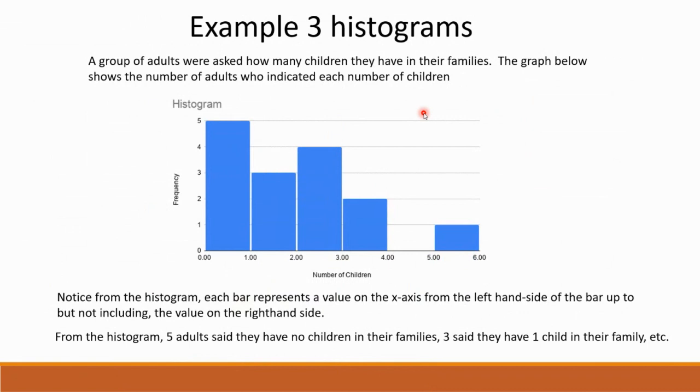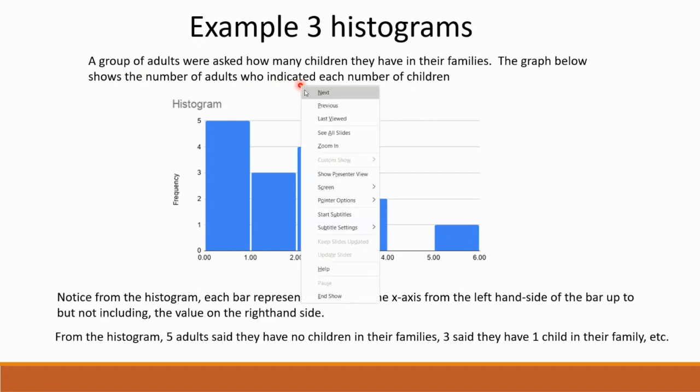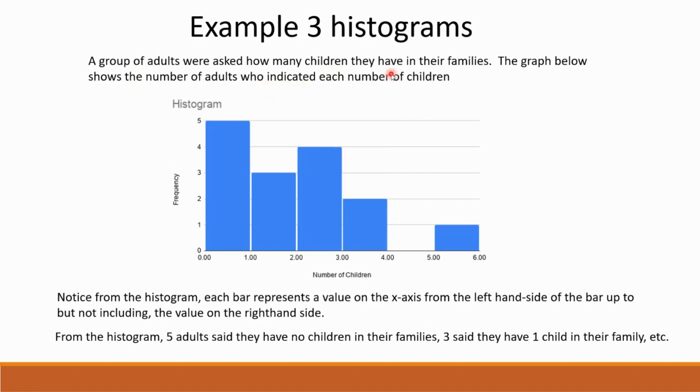Okay, so here's another example. Again, it's good to be able to read what the histograms are telling us. So let's say we have this histogram, and the situation is a group of adults, okay? They were asked how many children they have in their families. Okay, that's what they're asked here. And this is the histogram of the data.